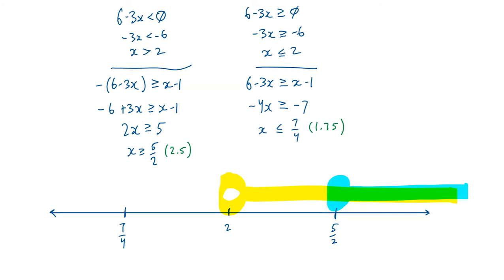So what is that solution? Where do they overlap? And where else? And onwards, and bigger, right? So this is x greater than or equal to 5 over 2.